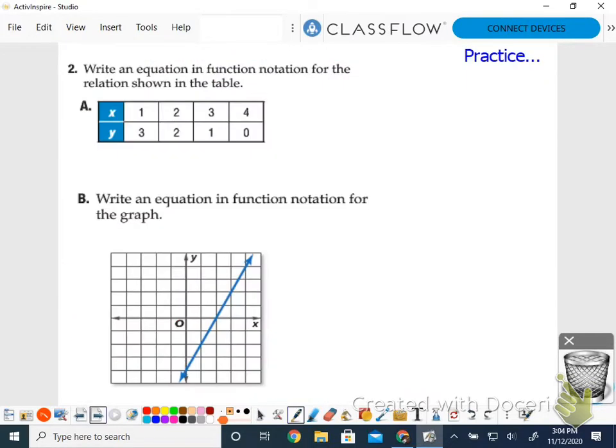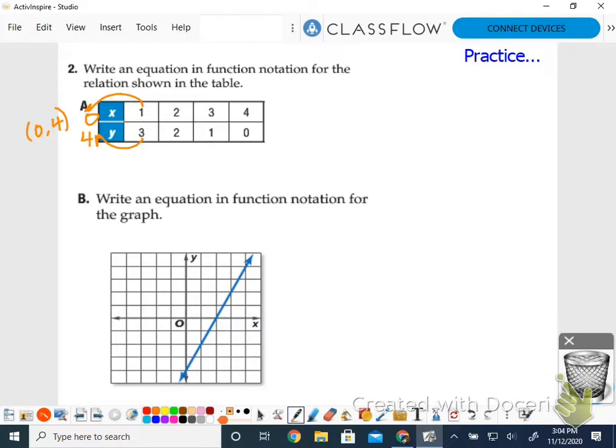All right. Getting a little lengthy here on the video. That's all right. Write an equation in function notation for the relation shown in this table. The first thing I'm going to do is see what our first point is. Does it go through the origin? X row goes 1, 2, 3, 4, so I need a 0. Y goes 3, 2, 1, 0. So this would have to be a 4. 4, 3, 2, 1, 0. That makes sense. You're subtracting 1 every time. So it does not go through the origin. It goes through 0, 4. That's my y-intercept. That's 4 above the origin.